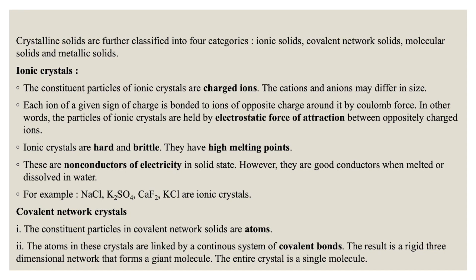Next is covalent network crystals. Now the basic difference between ionic crystals and covalent network crystals is that covalent network crystals will be having covalent bonds in them. We already know what are covalent bonds. Covalent bonds are the bonds which are formed due to sharing of electrons by both the species. Okay. So the constituent particles in covalent network solids are atoms. The atoms in these crystals are linked together by a continuous system of covalent bonds. The result is a rigid three-dimensional network that forms a giant molecule. The entire crystal forms a single molecule.